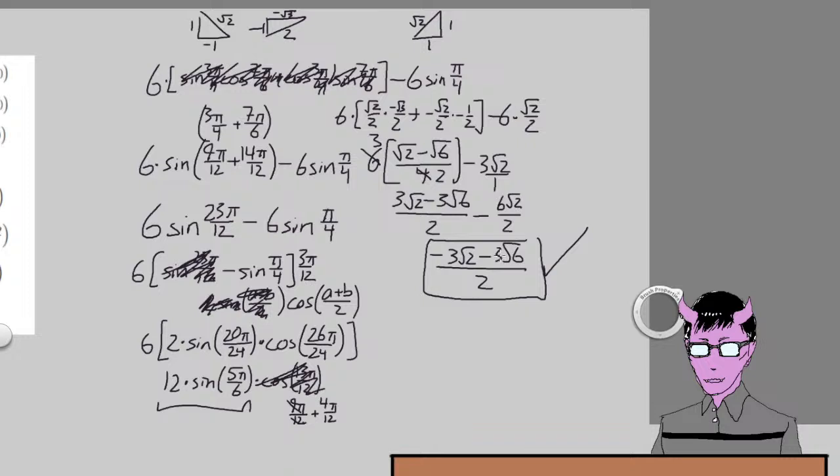Wait, where's the problem? The problem was 6 sine of 23 pi over 12 minus 6 times, I mean, it's not 6. It's 6 times sine of pi over 4. And according to the calculator, it's going to give us, I cannot tell.